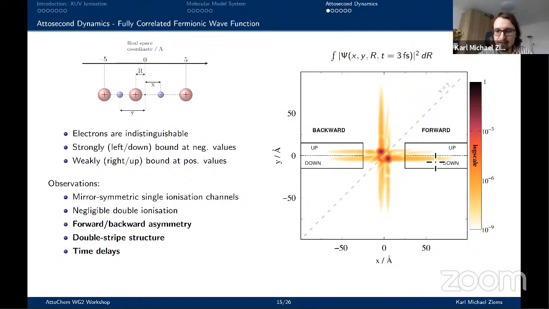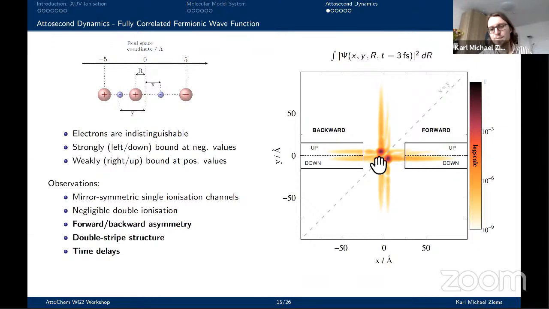Well, we see, or you can believe me, that there is a forward-backward asymmetry. When we now look only at X, for example, I said it's sufficient to just look at one coordinate, we have this kind of double stripe structure. So this means that if the X electron gets emitted out of our molecular model system, it's not like it gets emitted and the Y electron stays at one position. For example, here in the down channel, on the left-hand side, we see that the Y electron can also be on the right-hand side. So there was a charge transfer or electron migration.